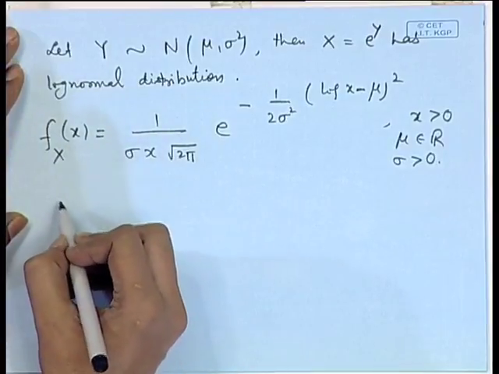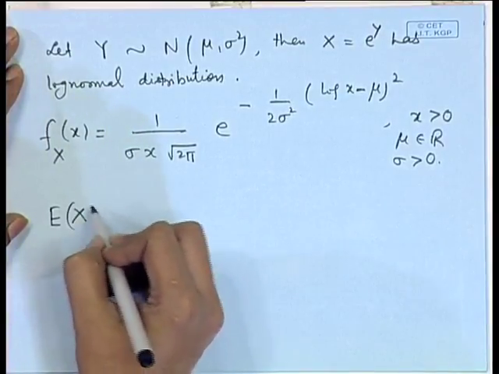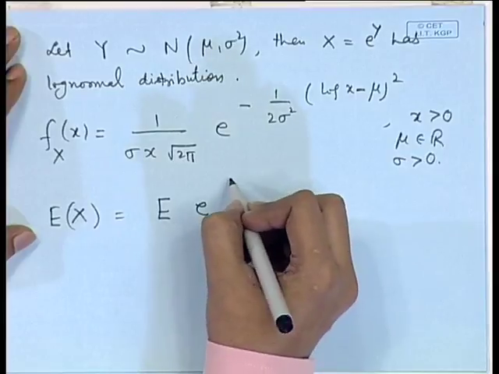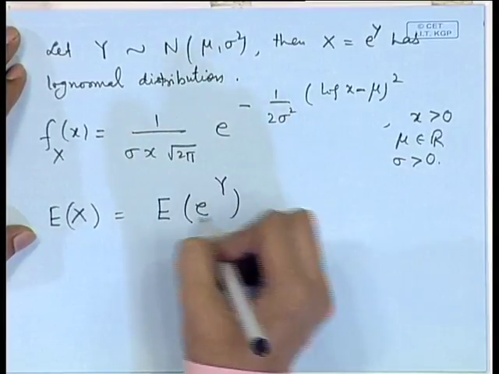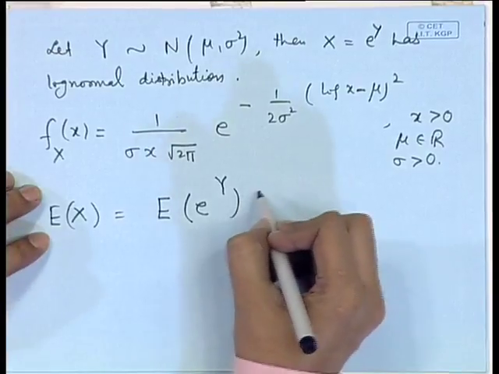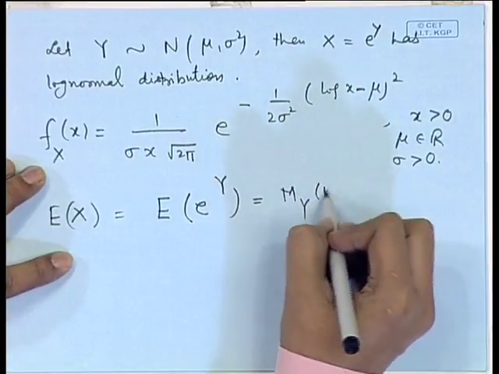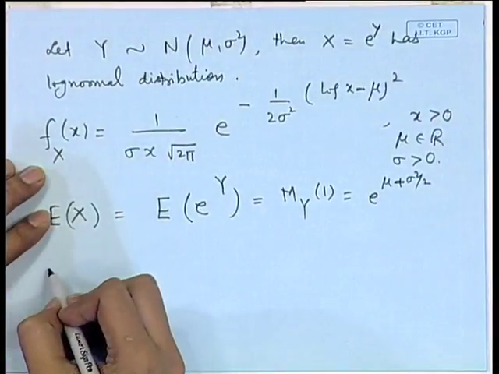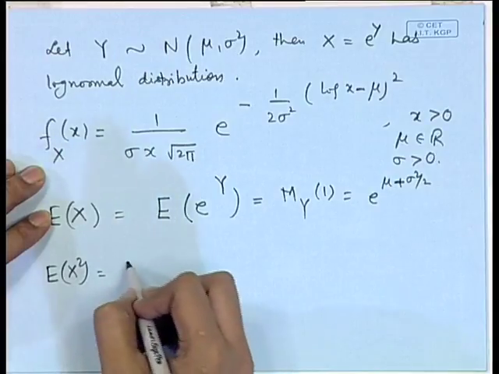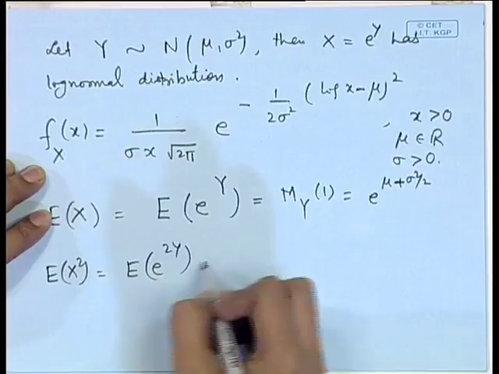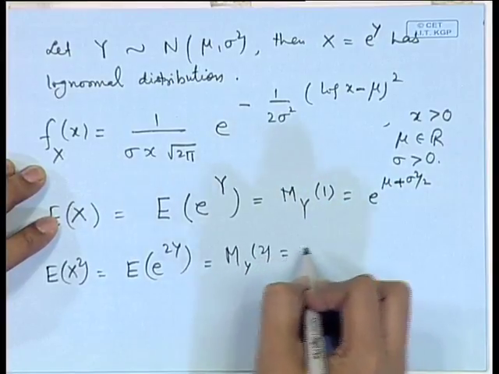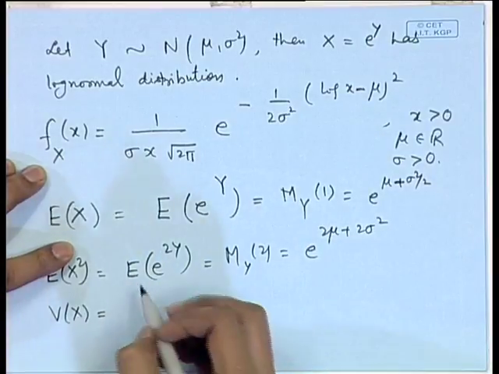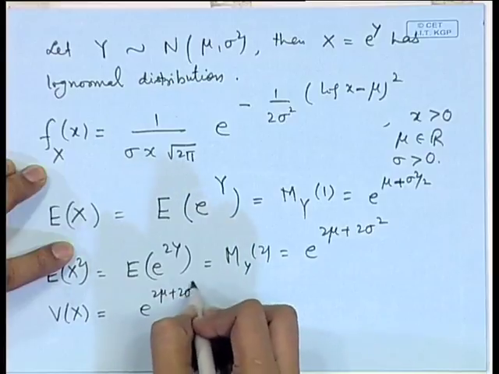The moments of the log normal distribution are obviously in the form of the moment generating function of y. So, the mean is nothing but the moment generating function of y at 1, that is e to the power mu plus sigma square by 2. If we consider the second moment, then it is equal to expectation of e to the power 2y, that is M_y(2). That means the variance of x is equal to e to the power 2 mu plus 2 sigma square minus the square of the mean.